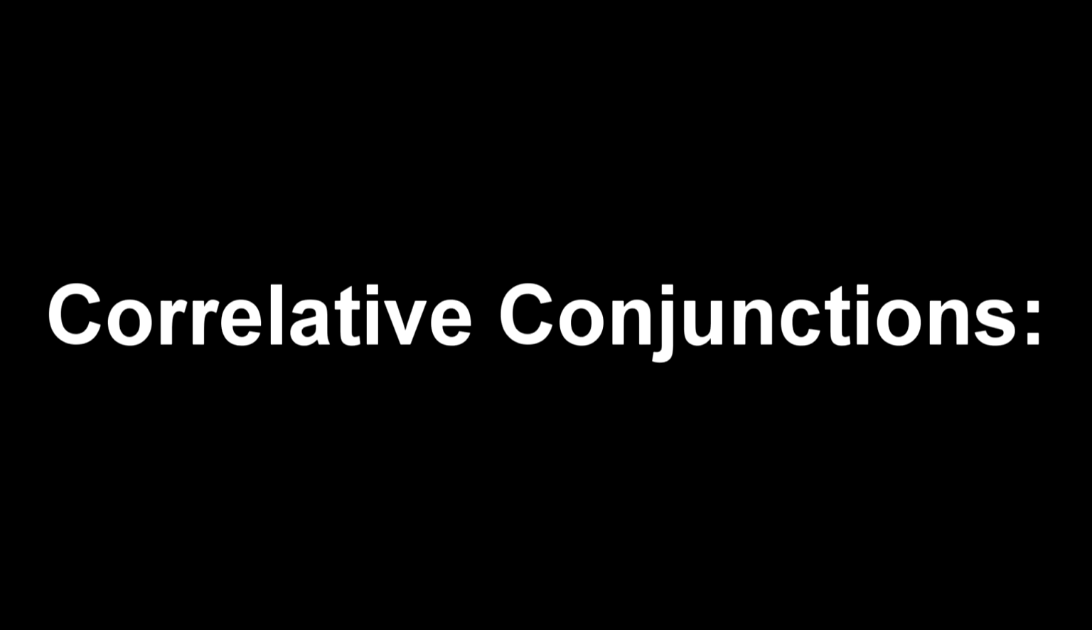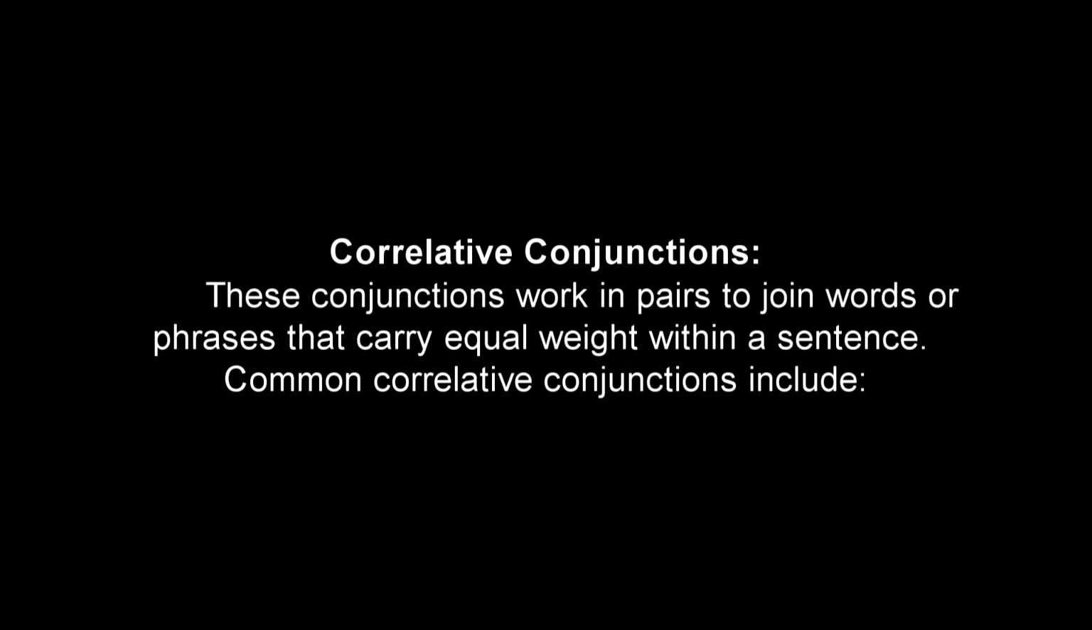Correlative conjunctions. These conjunctions work in pairs to join words or phrases that carry equal weight within a sentence. Common correlative conjunctions include either, or; neither, nor; not only, but also; both, and; whether, or.